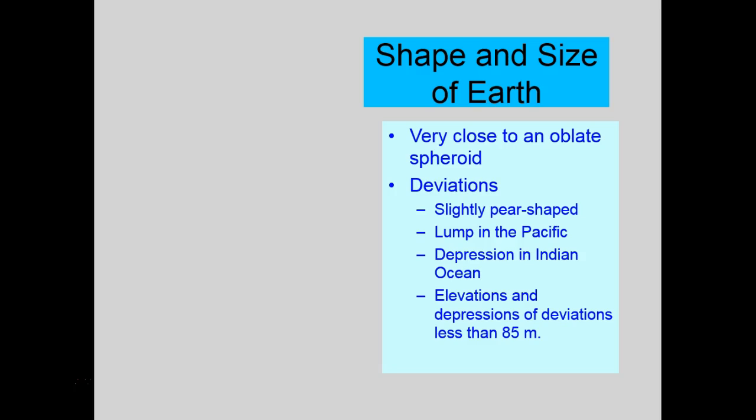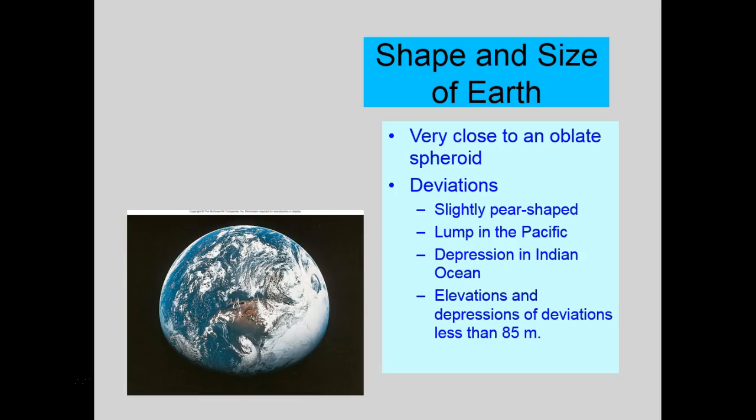But the elevations and depressions in deviations is less than 85 meters. Now, what's 85 meters? Less than a football field. A football field from, say, end zone to the opposite goal line is pretty close to 100 meters. So 85 meters is pretty small compared to the size of the Earth. So don't sweat lumps in the Pacific and depressions in the Indian Ocean. That kind of doesn't make sense. But what it means is the overall shape is that.